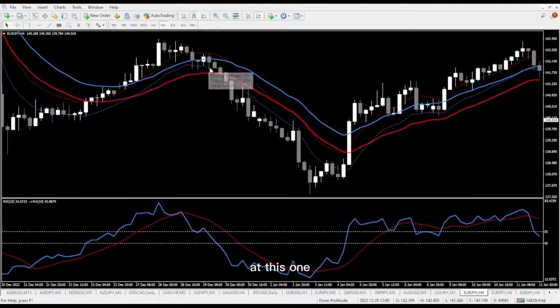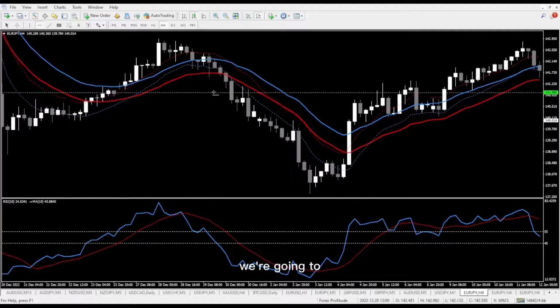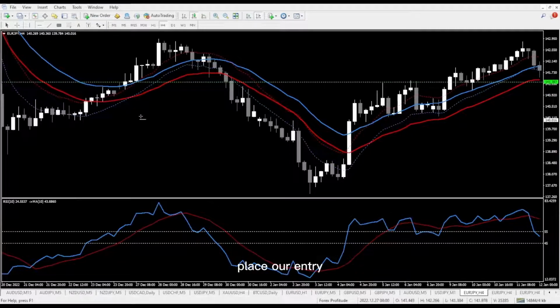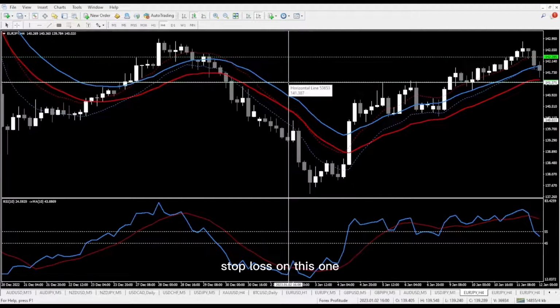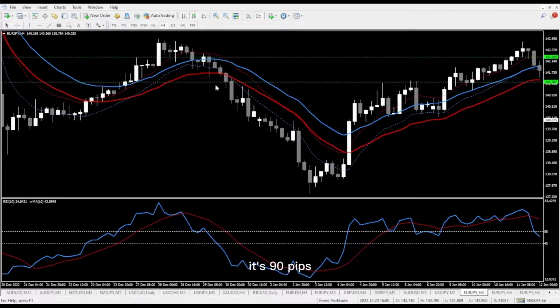So we're going to take a look at this one. This is a really nice example. So I'm kind of cherry picking this, but it'll give you the idea. So if we take a look at this, we're going to place our entry. We're going to place our initial stop loss. And now we're simply going to let this trade run. So as this trade goes, we're going to follow it along this 10 EMA. Now, the initial stop loss on this one is, let's say, 90 pips.